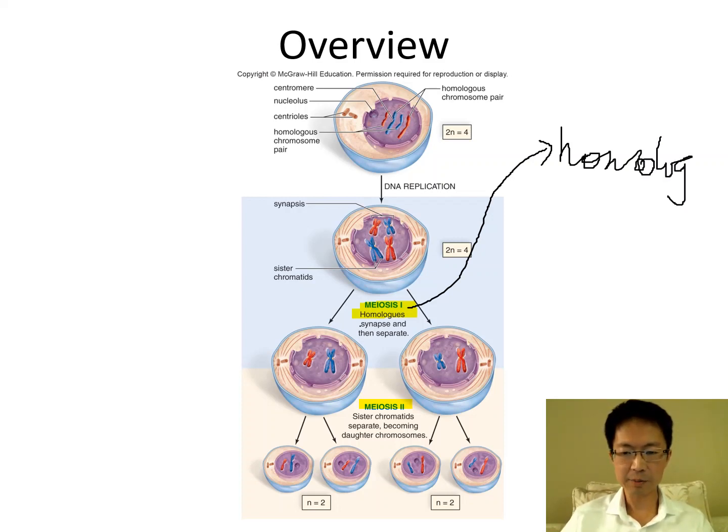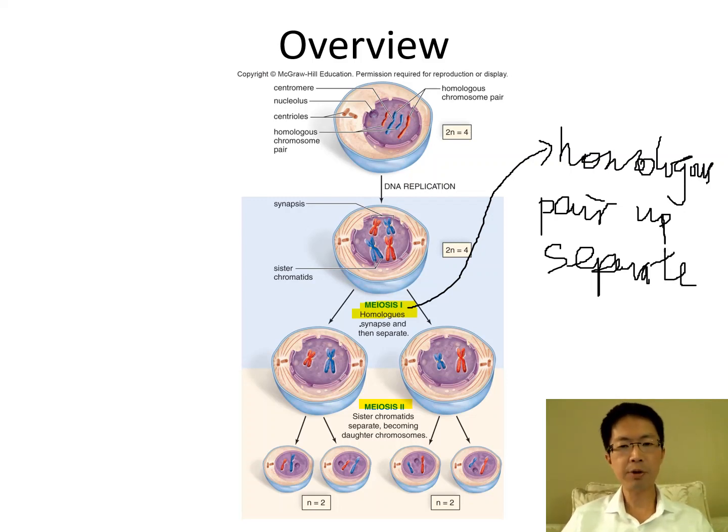They call it synapse. Synapse is usually used in the nervous system, but here it means the homologous chromosomes pair up and then separate. So this is meiosis 1. Meiosis 1 is the separation of the homologous chromosomes. So your mother chromosome and your father chromosome separate.